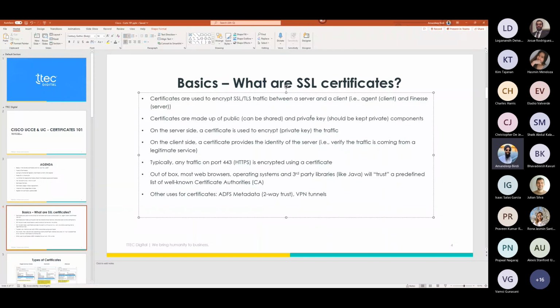The private is, as the name implies, should be kept private. That's what stays on the server side. That is what's used by the application that's serving you HTTPS traffic or encrypted traffic. That's what it's using to perform the encryption. It's using the private component.